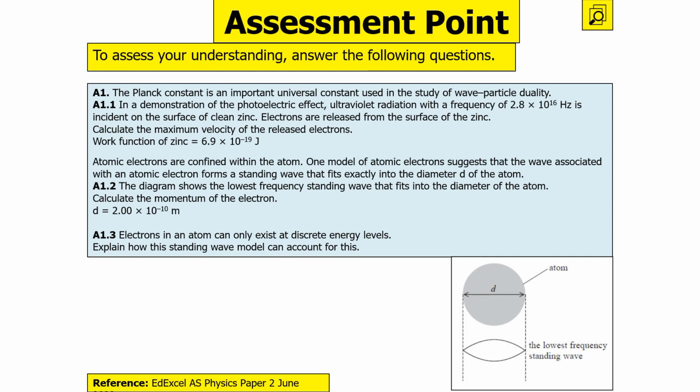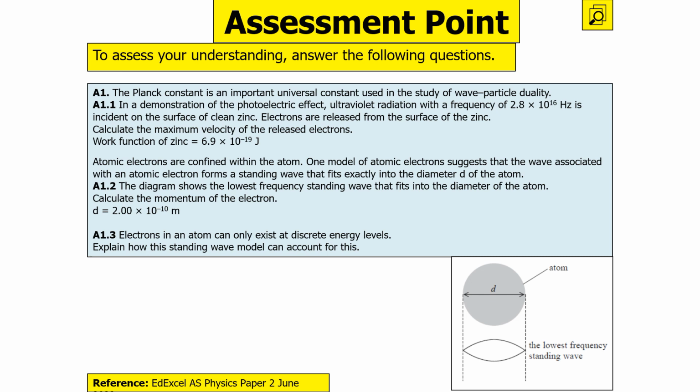The work function of zinc is 6.9 times 10 to the minus 19 joules. Atomic electrons are confined within the atom. One model of the atomic electron suggests that the wave associated with an atomic electron forms a standing wave that fits in with the diameter d of the atom. The diagram shows the lowest frequency standing wave that fits into the diameter of the atom. Calculate the momentum of the electron with d equals 2.00 times 10 to the minus 10 meters.